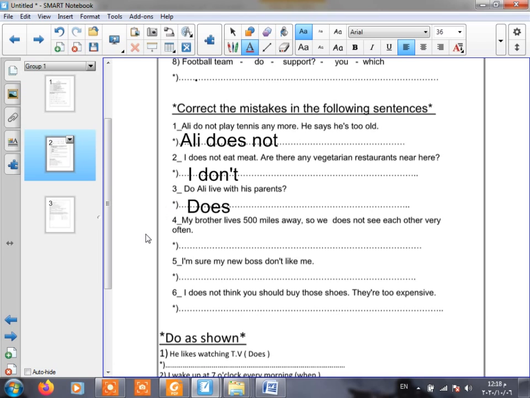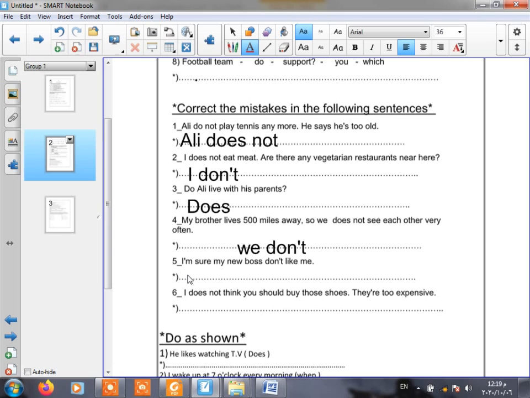Number 4. My brother lives 500 miles away. So we doesn't see each other very often. So where is the verb? So we doesn't see each other. Is that correct? No, it should be we don't. Number 5. I'm sure my new boss don't like me. So boss is one, so it should be doesn't. So very good. My new boss doesn't like me.